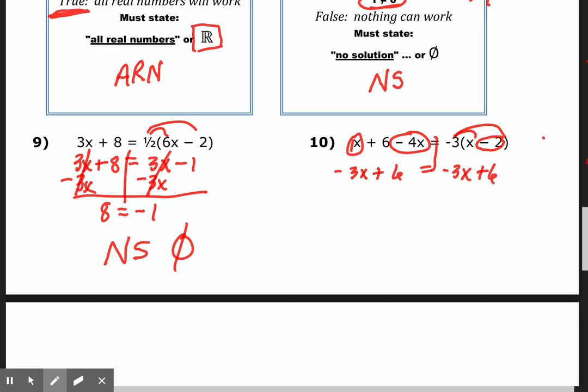So we could actually stop here because you have the same thing on the left as you do on the right. If I didn't recognize that, and you were to go, oh, let's see, I'm going to add 3x to both sides. Oh, but I see they cancel out. So then I have, is 6 equal to 6? Yes, it is. So therefore, it is all real numbers.